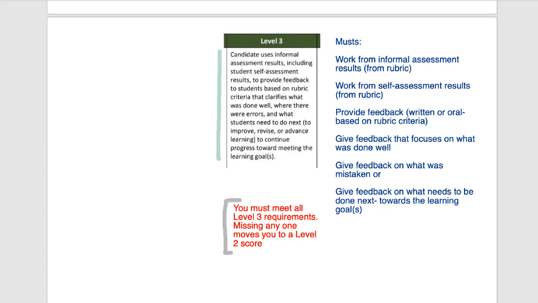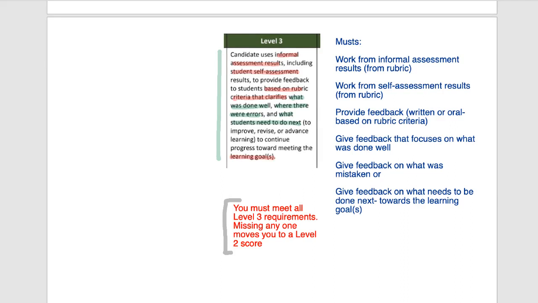Candidate uses informal assessment results, including student self-assessment results, to provide feedback to students, and here's the key part, based on rubric criteria that clarifies, and we want to make sure the next ones are understood well, what was done well, where there were errors, and what students need to do next. So there's 3 things here. Hold on to those importantly. To improve, revise, or advance learning to continue progress toward meeting the learning goals. All right? We always care about those learning goals, always moving towards those.